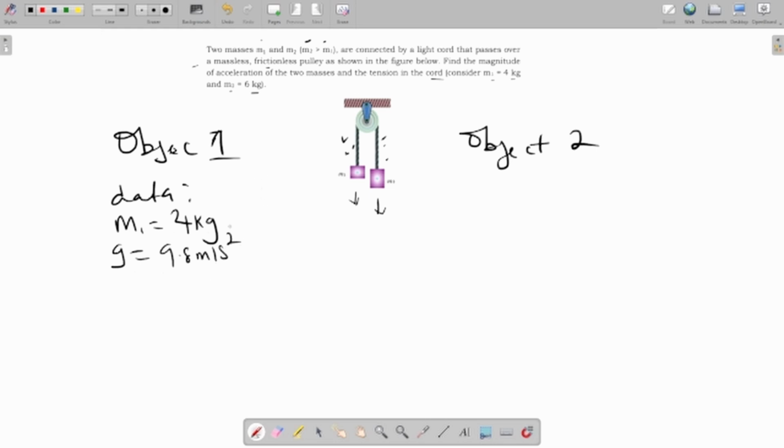And we are asked to find the acceleration. We don't know what that is. And we are also asked to find our tension. We also do not know what that is. Okay, so this is what we have for object 1. And we're going to use this to create our equation.